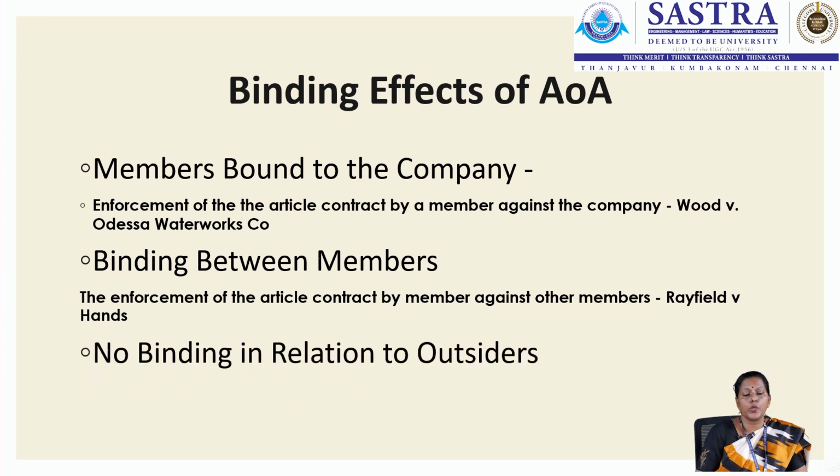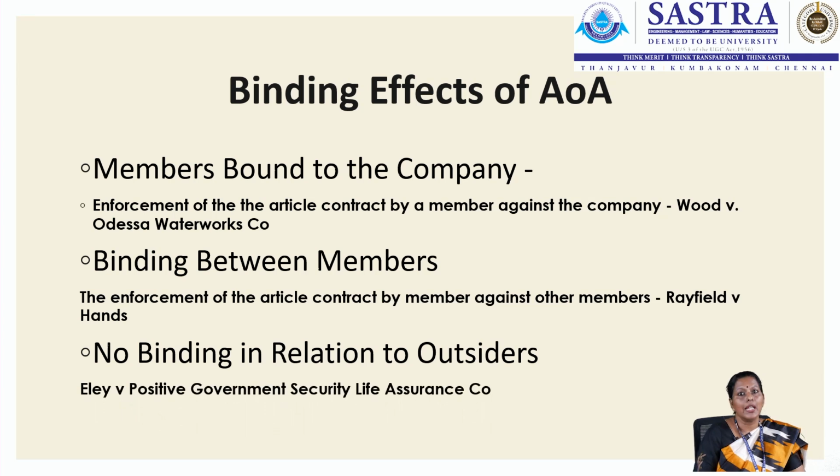But the articles of association do not bind the company to outsiders. They bind the company to the members and bind all the members together, but there is no binding between the company and the outsiders. We can understand this better by looking at the case between Eley versus Positive Government Security Life Assurance Company.